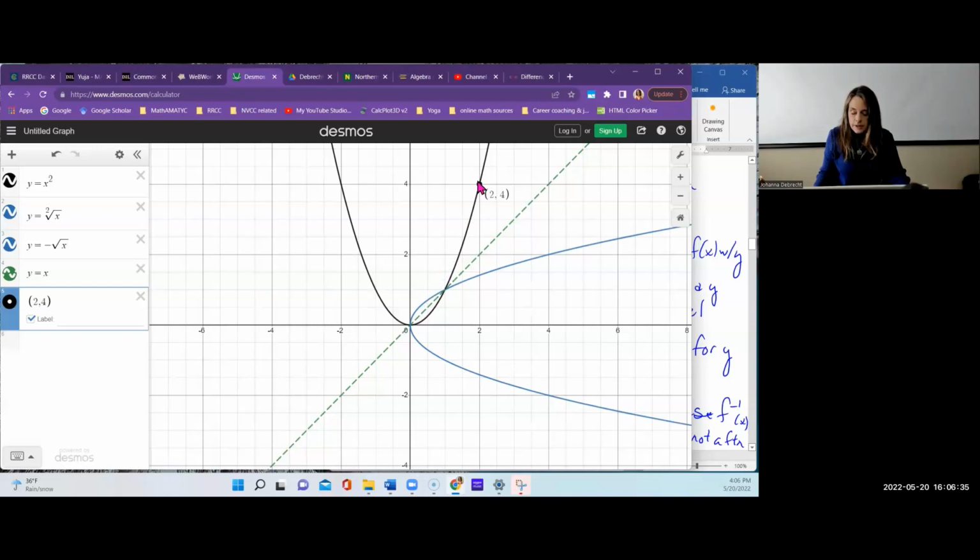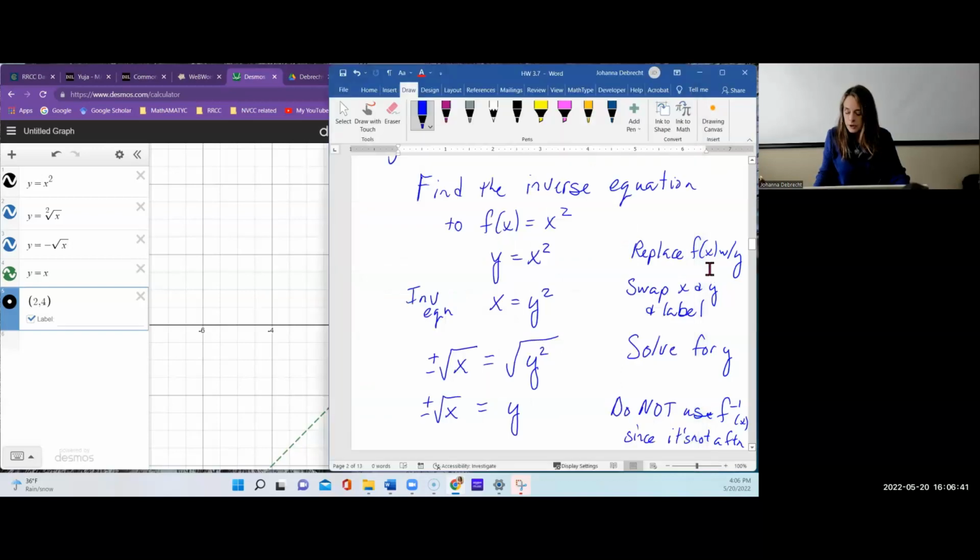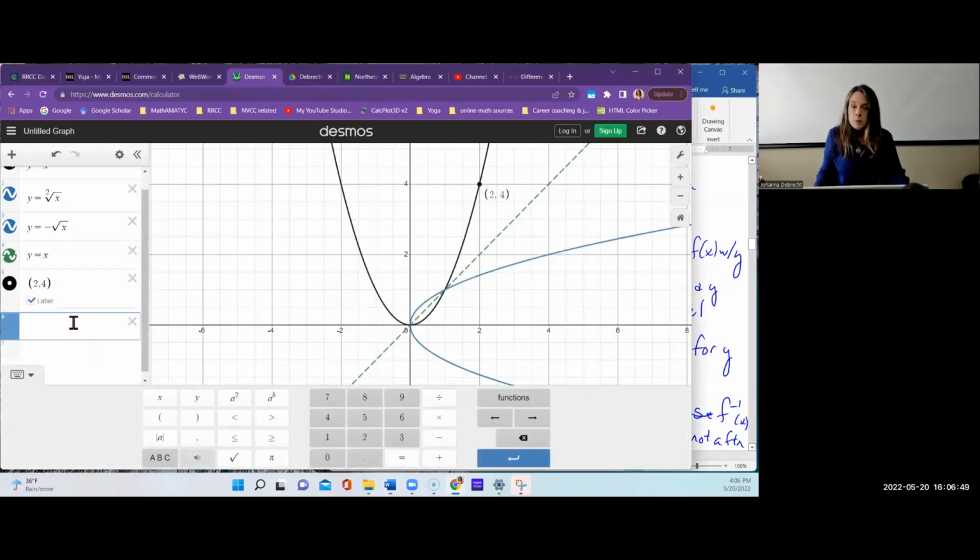When you're looking at this, where did this exact point go on the inverse function? Well, think about what you did when you were solving for it. You swapped the x and the y. So that must mean that when I swap the coordinates in the ordered pairs, I get the point on the inverse.